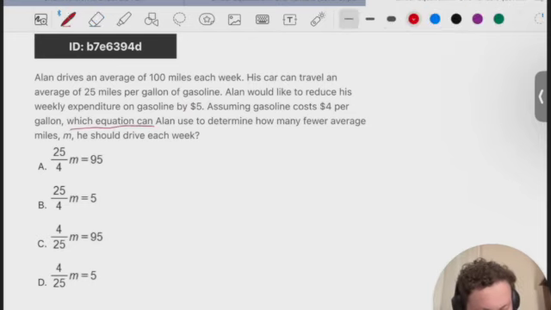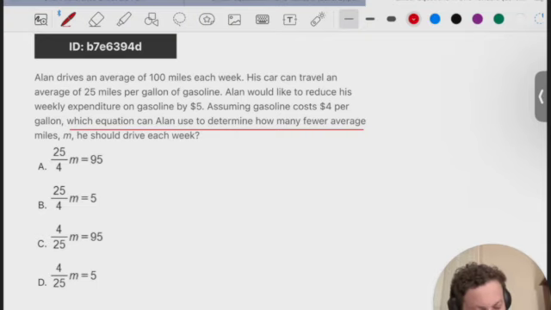Which equation can Alan use to determine how many fewer average miles he should drive per week? Let's put a star next to this one and come back to it. I think that's what I would do on the test too.